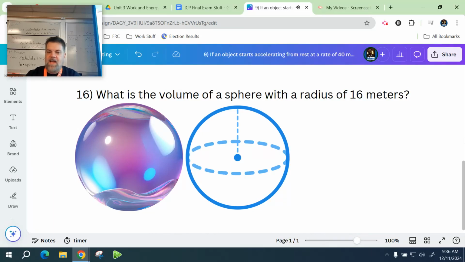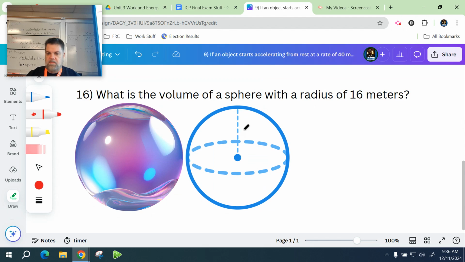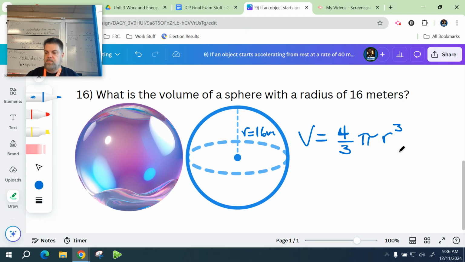Recording. So the volume of a sphere that has a radius of 16 meters. So the radius is 16 meters. So the formula for the volume of the sphere is 4/3 times pi times the radius cubed.